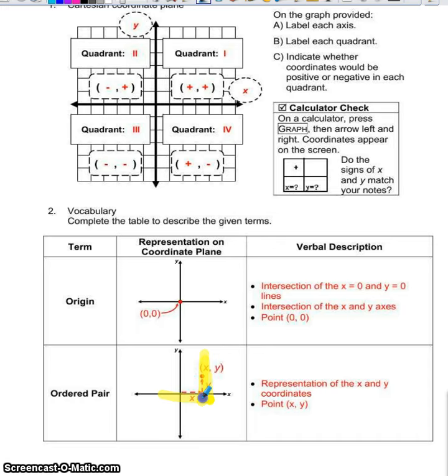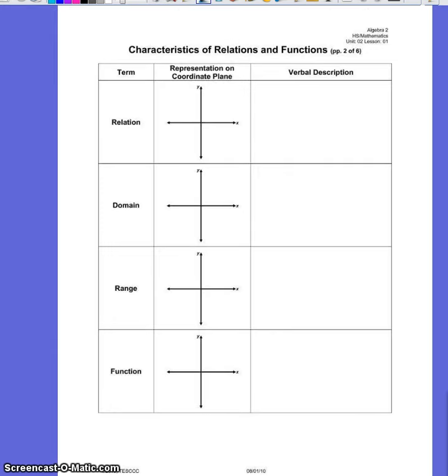Okay, let's go to the next sheet here. On the next sheet, we have a couple more vocabulary words we want to talk about. We have relation, domain, range, and function. And these are all words you're going to notice that are up on our word wall when you get to class tomorrow. So I want a representation, a drawing of what this is, and then I want a verbal description on what this can be. And I want you to take good notes here, guys, because you're going to use this to study for your vocabulary test.